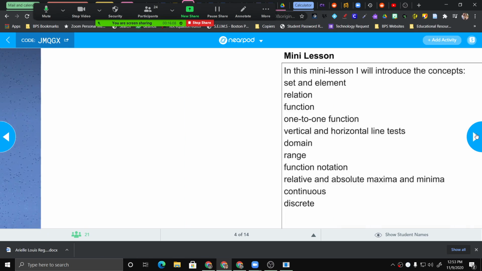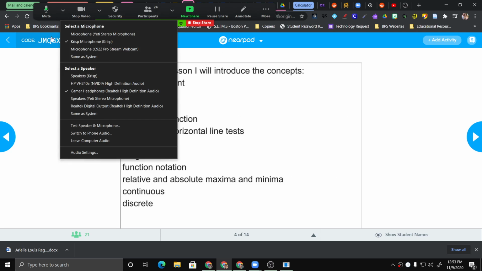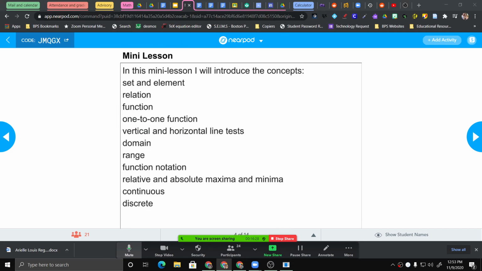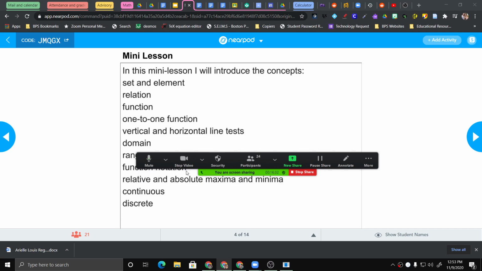I'm moving on now, and we're going to have a mini lesson. In this mini lesson, I'm going to introduce a whole bunch of concepts. So I'm going to hit you with a whole bunch of vocabulary. And for those of you who want to review this vocabulary, who want to see the glossary for the course, I'm going to show you how you can access that content.